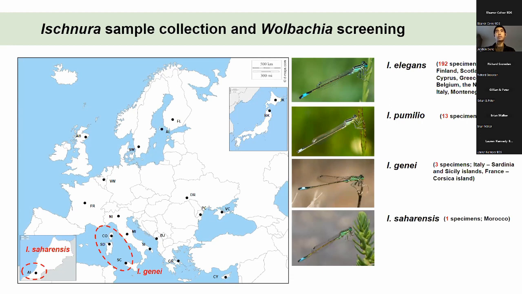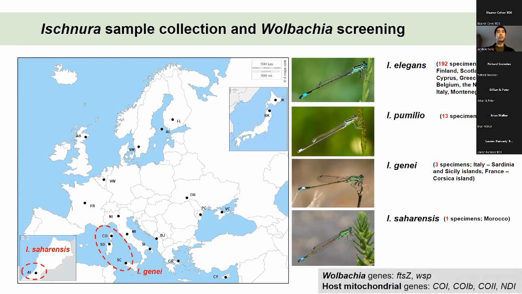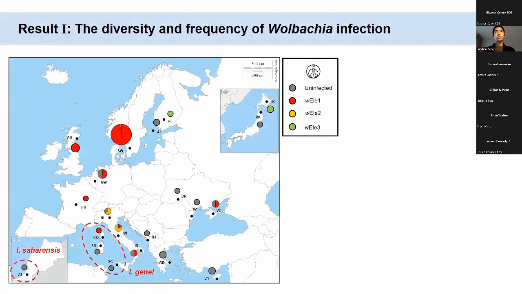So to screen for Wolbachia, we sequence some genetic markers from Wolbachia. And for the host genetic diversity, we also sequence several mitochondrial genes. And later we also sequenced one or two nuclear markers. So this is what we found.